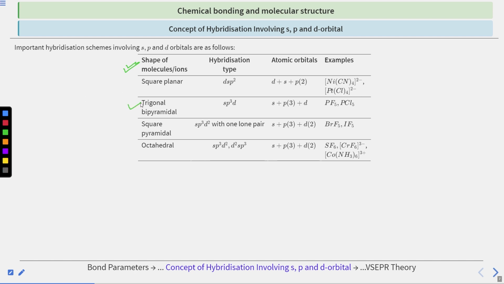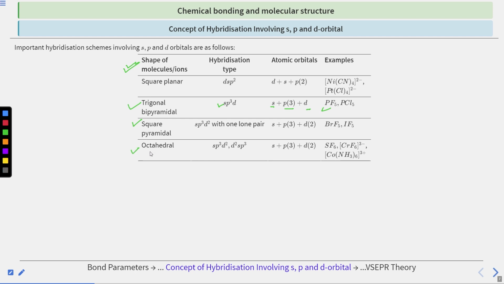Similarly, trigonal bipyramidal has hybridization type sp3d, with atomic orbitals s plus 3 p orbitals plus d. Examples are PF5 and PCl5. The third structure is square pyramidal, and the hybridization type is sp3d2 with one lone pair, and the atomic orbitals are s plus 3 of p plus 2 of d. Examples are BrF5 and IF5.